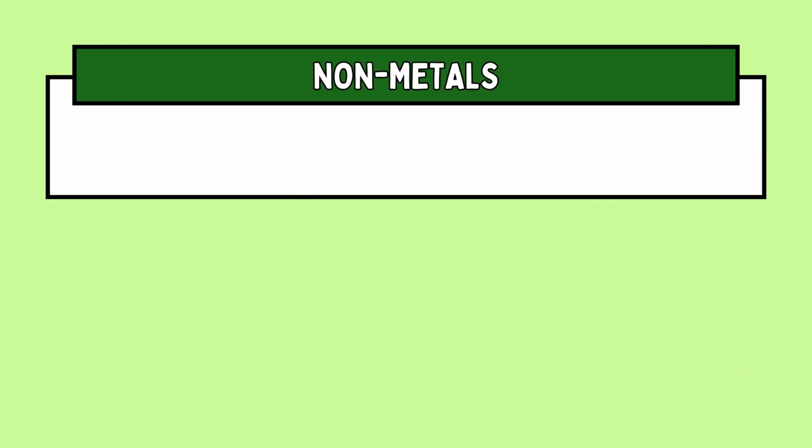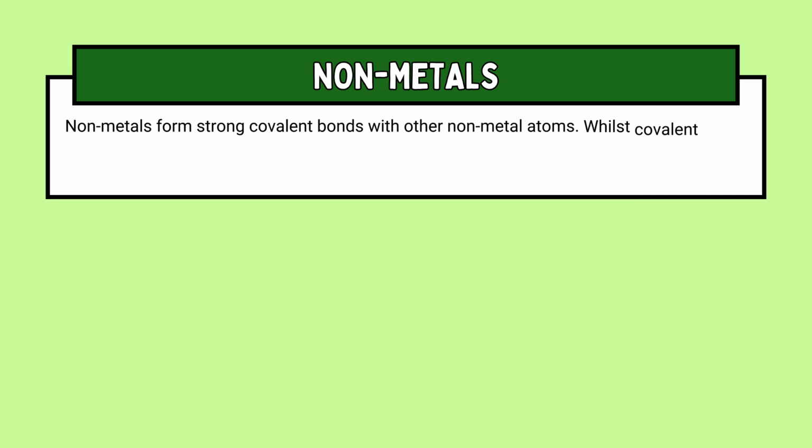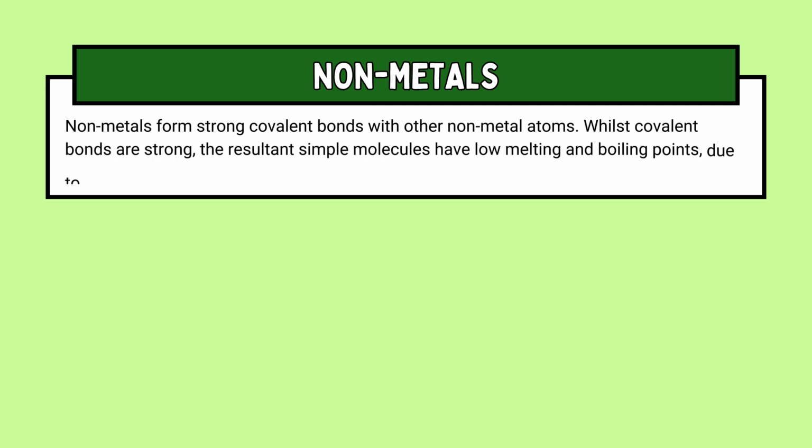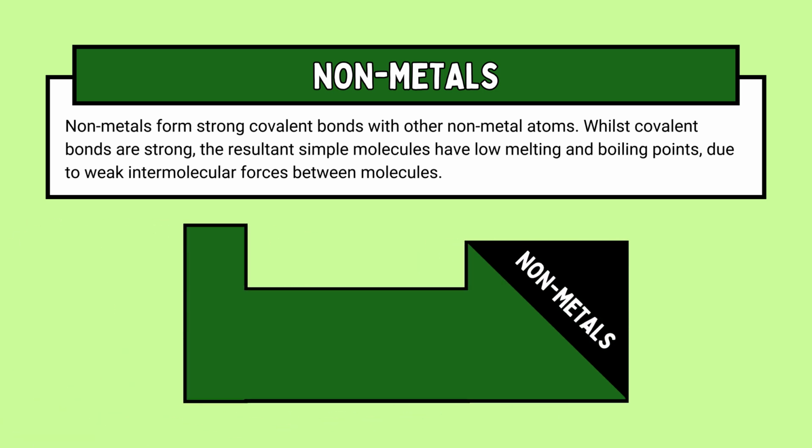Next one is non-metals. Non-metals form strong covalent bonds with other non-metal atoms. The resultant simple molecules have low melting and boiling points due to weak intermolecular forces between molecules. Non-metals can be found in the later part of the periodic table, in groups 4 to 7. All of the group 0 elements are non-metals but they are inert.